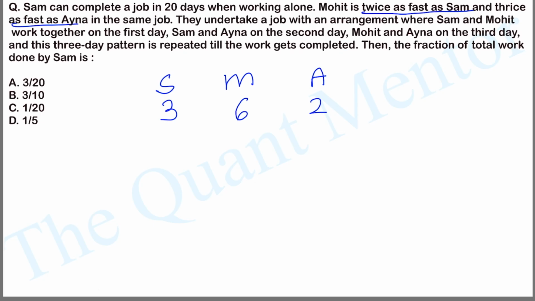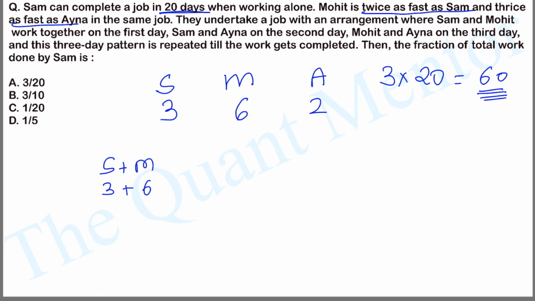As per the question, Sam can complete a job in 20 days. So the total amount of work done is 3 into 20, that is 60 units of work in total. This 60 units of work is completed in the following arrangement. On day 1, Sam and Mohit are working. So on day 1, the work performed will be 3 plus 6, that is 9 units.